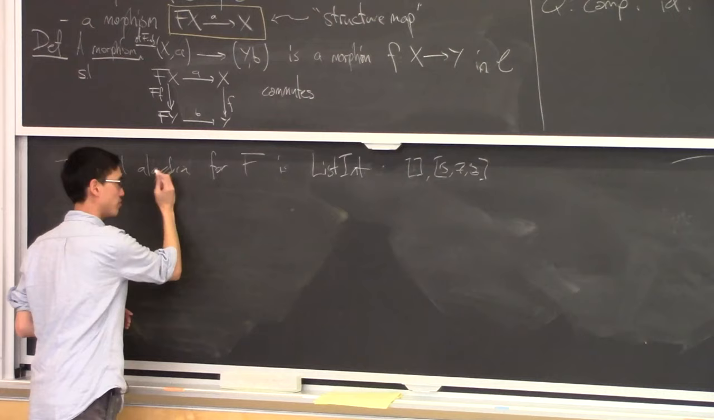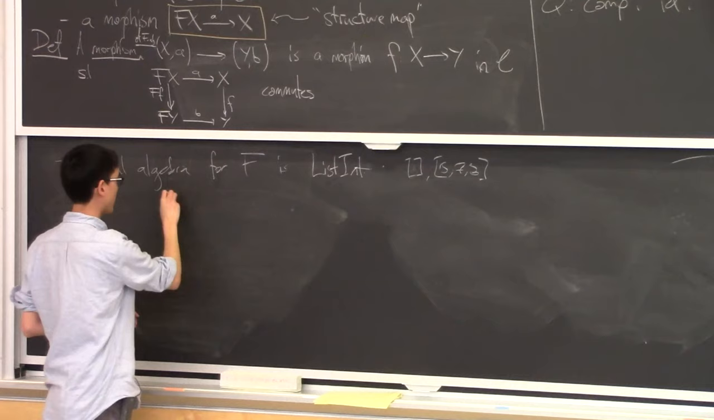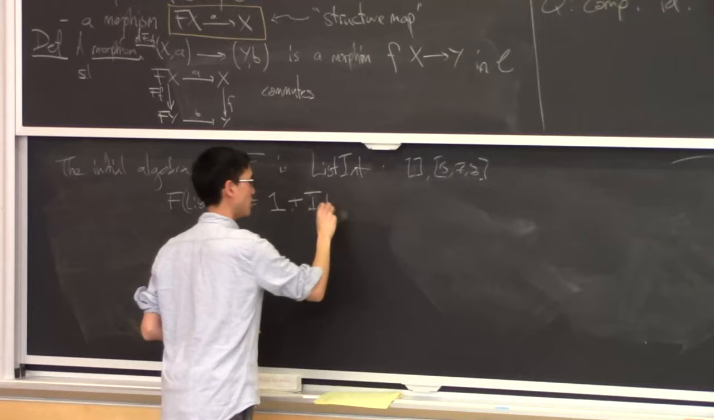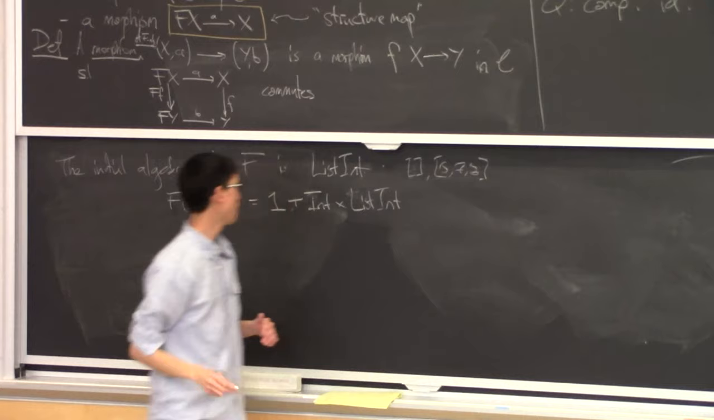And so you might have a question: how is this an algebra? What is an algebra for this functor? Well, F of list int is equal to either 1 or int times list int. And being an algebra means that there's a map back down to the carrier, which is list int.